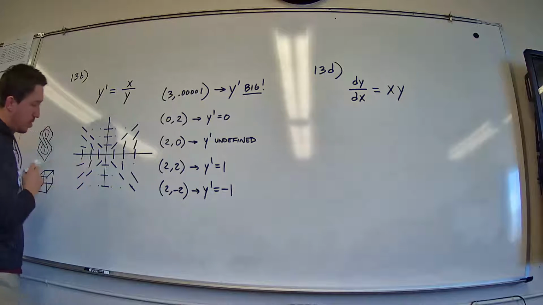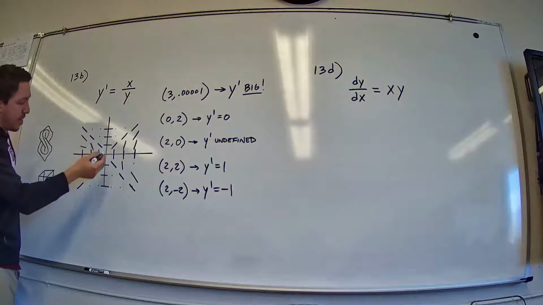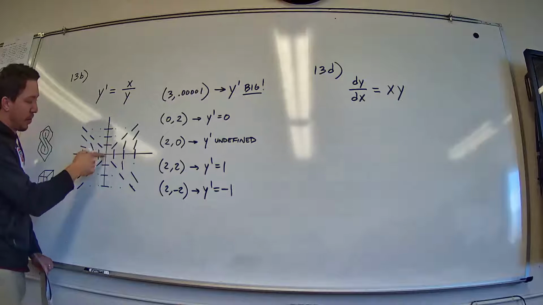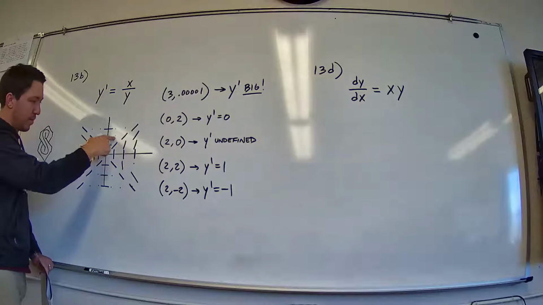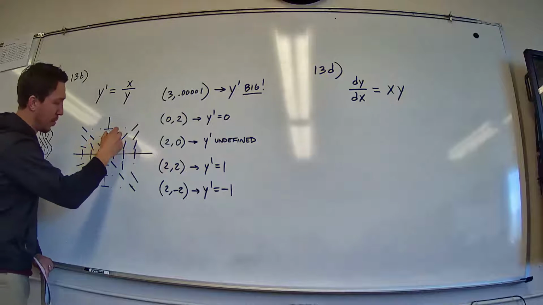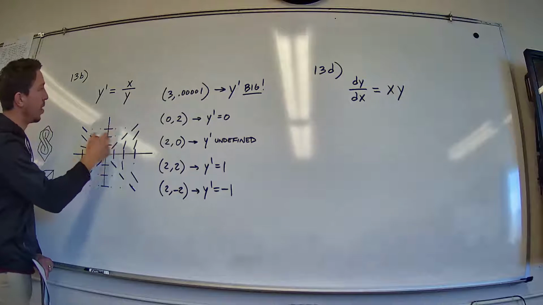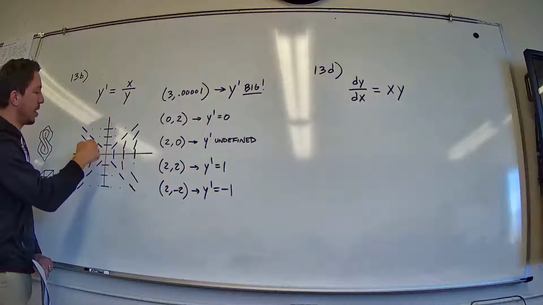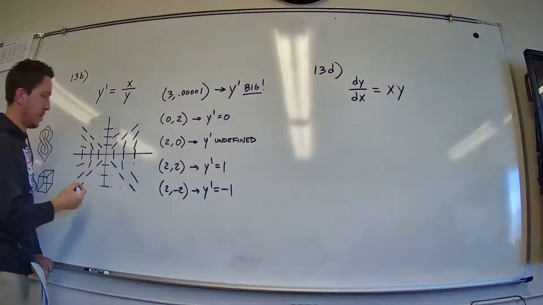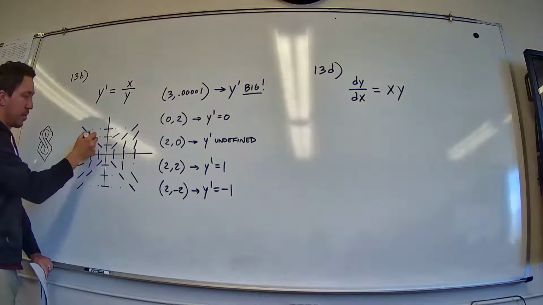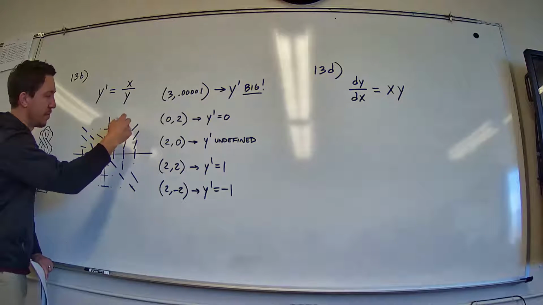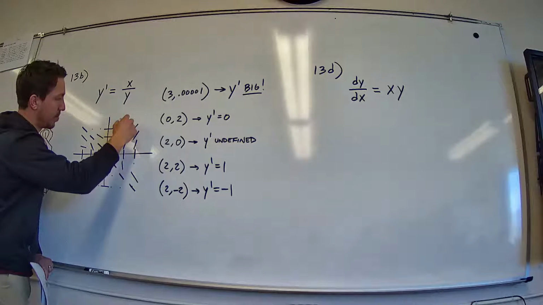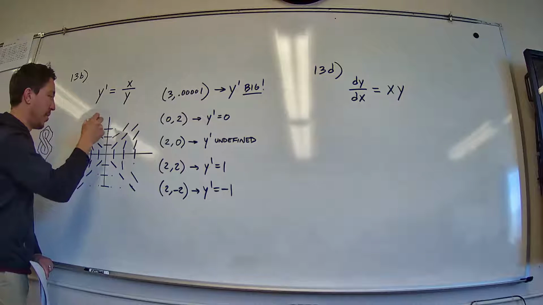And then just fill in the rest of the dots. So for example, the point 1, 2 has a slope of 1/2. Negative 1, 2 has a slope of negative 1/2, and the point 2, 3 has a slope of 2/3. You get the idea, right? Yeah. Anyone know what shape it is?